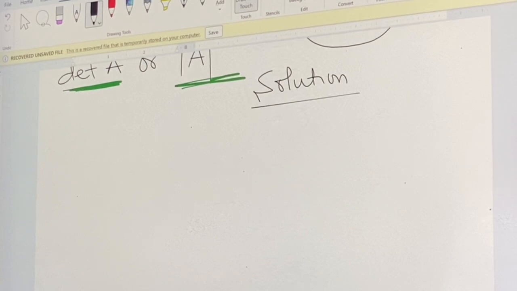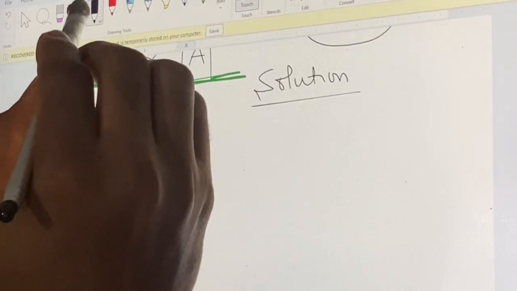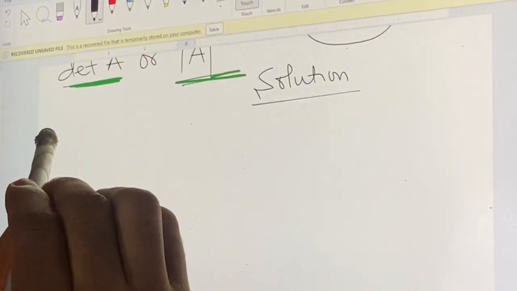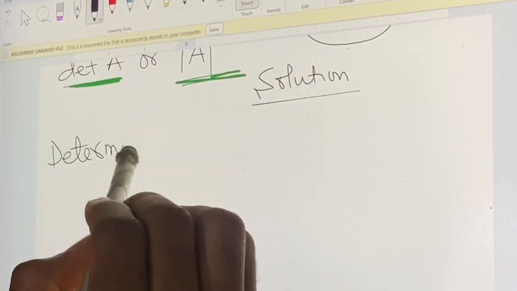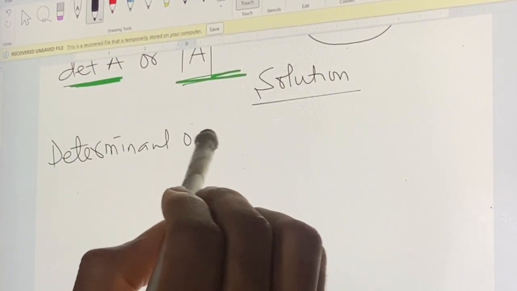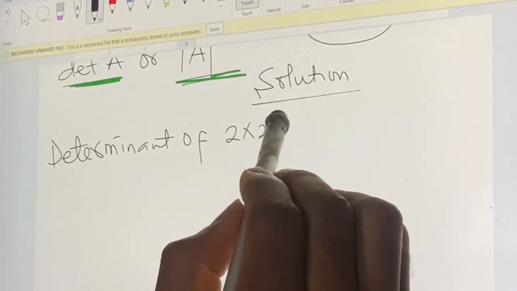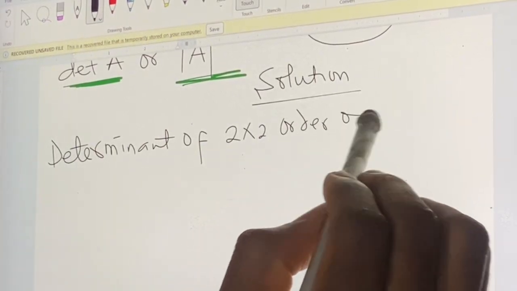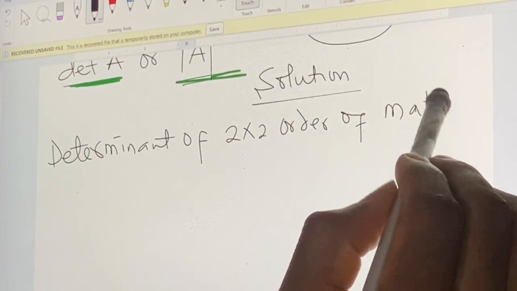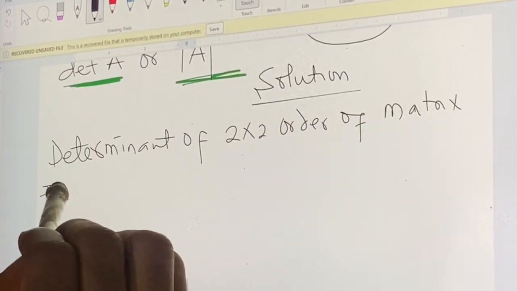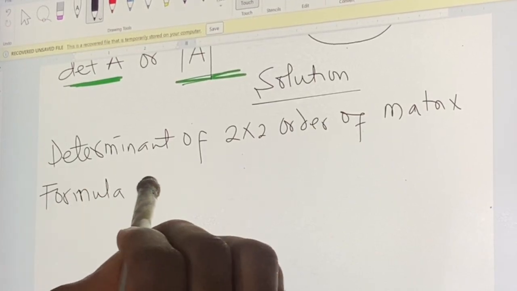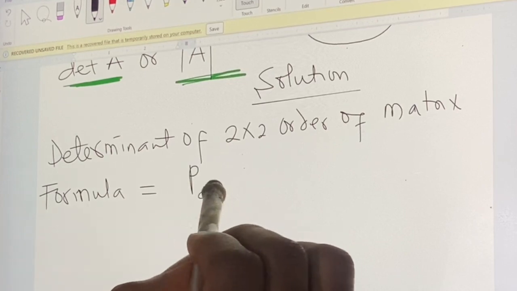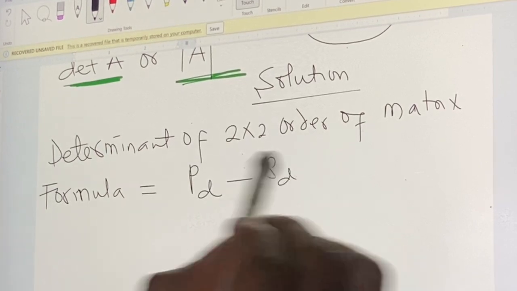So class, how do we calculate the determinant of a 2 by 2 order of matrix? The determinant of a 2 by 2 order of matrix has a formula. And what is the formula? The determinant of a 2 by 2 order of matrix is equal to the primary diagonal minus the secondary diagonal.